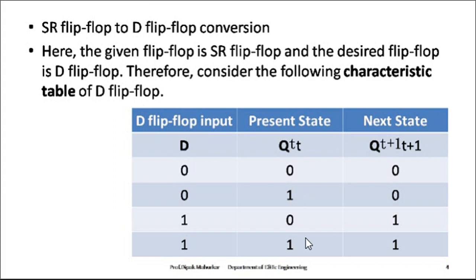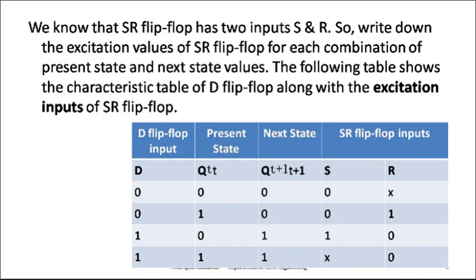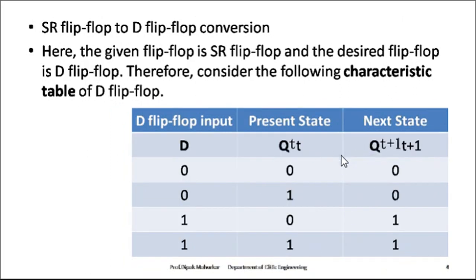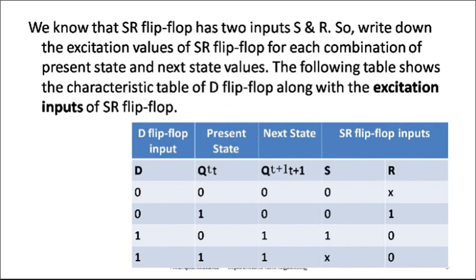So the present input at D equal to 0 gives output 0, and whenever it is 1, the output is 1. Now see what happens when we implement the conversion of one flip-flop. This is nothing but the excitation table with respect to the D flip-flop: the D flip-flop input, present state and next state. Here we can assume Qn and Qn plus 1. If you are confused, you can write Qn and Qn plus 1.